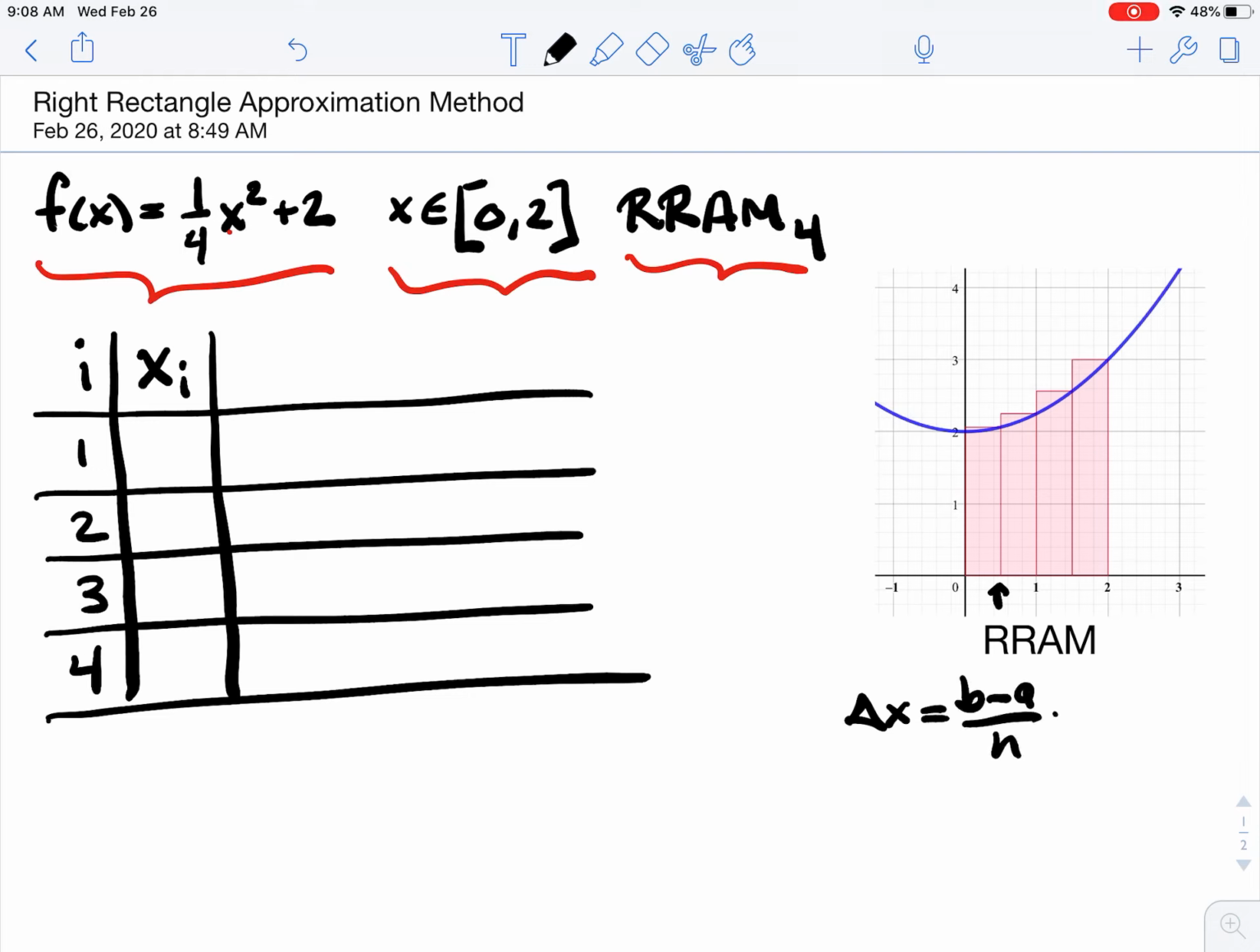b minus a over n, which is 2 minus 0 over 4, which tells us each rectangle has a width of 1/2. If we start from 0, that means the first position on the right side is at 1/2. And now when we move to the next rectangle, the position is at 1. And then the next rectangle, the position is at 3/2. And our fourth rectangle, the position is at 2.